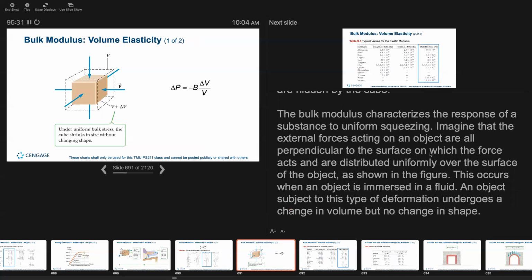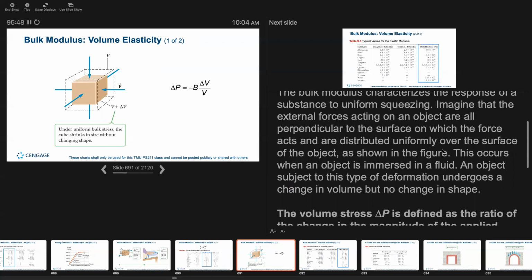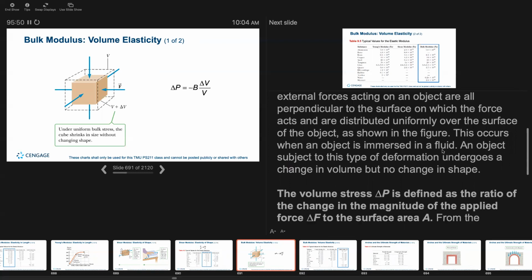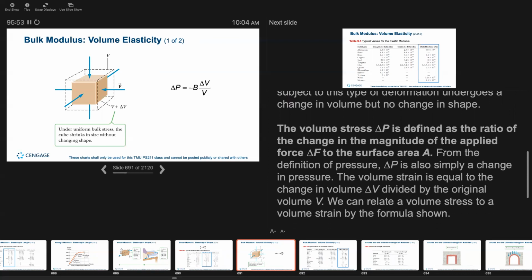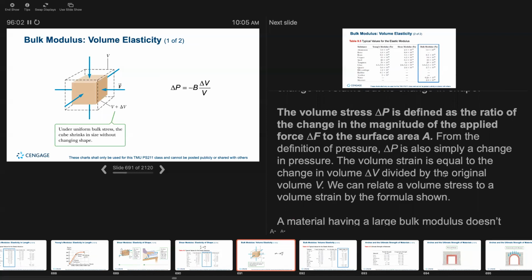Imagine that external forces acting on an object are all perpendicular to the surface on which the forces act and are distributed uniformly over the surfaces of the object as shown in the figure. This occurs when an object is immersed in a fluid. An object subject to this type of deformation undergoes a change in volume, but no change in shape. The volume stress delta P is defined as the ratio of the change in the magnitude of the applied force delta F to the surface area A. From the definition of pressure, delta P is also simply a change in pressure.